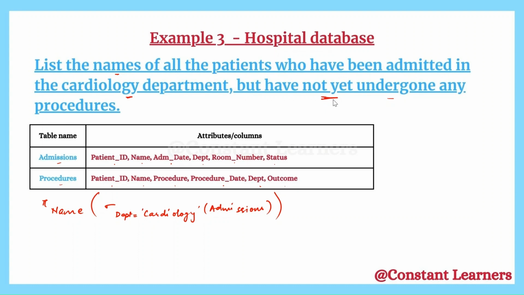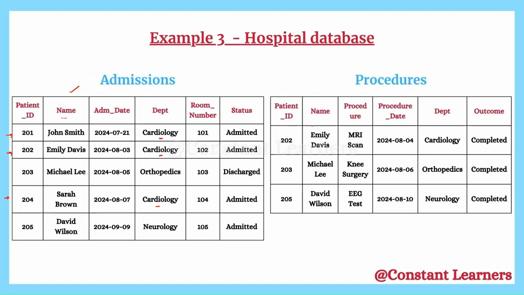Means those whose procedures have not started yet. We need those patients, right? That means we need to remove the patients who have started the procedures. So here we get the names of all the students who have started the procedures. Now, if you see here, we also need the patients from the cardiology department only.